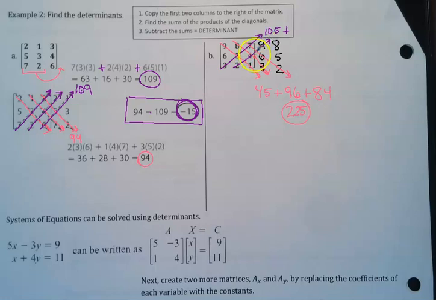So 2 times 4 times 9. 2 times 4 is 8. 8 times 9 is 72. Plus, and our last one is 1 times 6 times 8. So 1 times 6 is 6. 6 times 8 is 48. So now I'm going to add those up. 105 plus 72 plus 48 equals 225 for my minor diagonal.